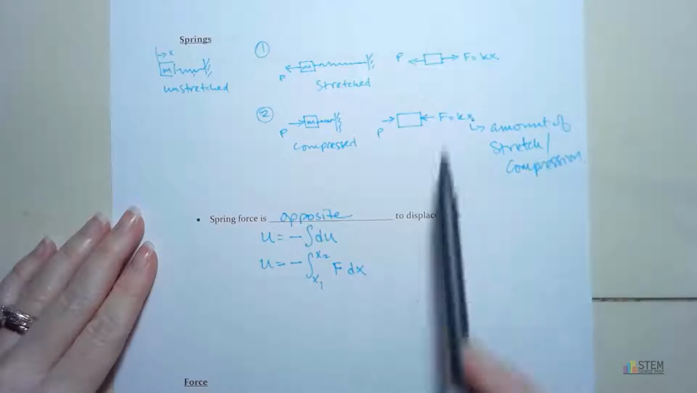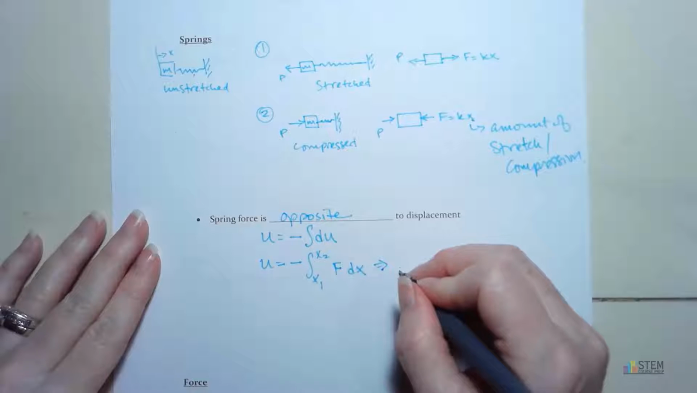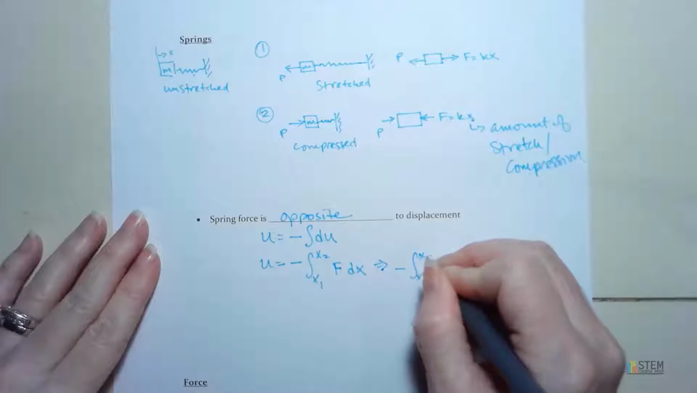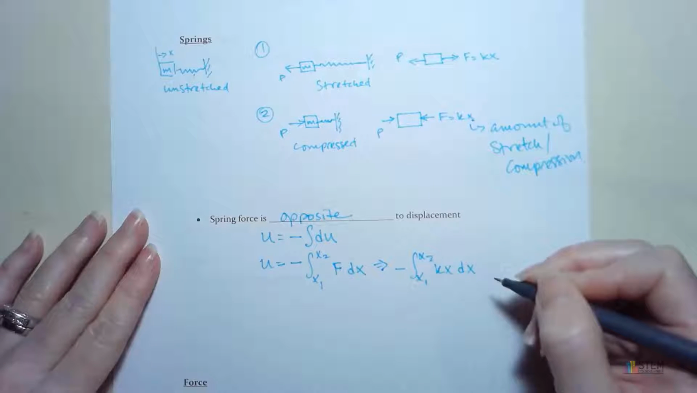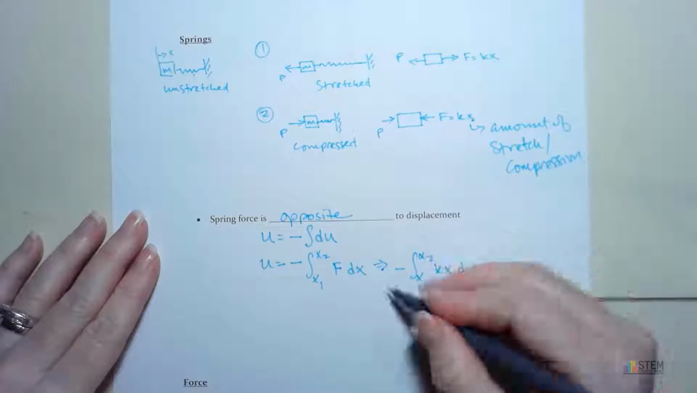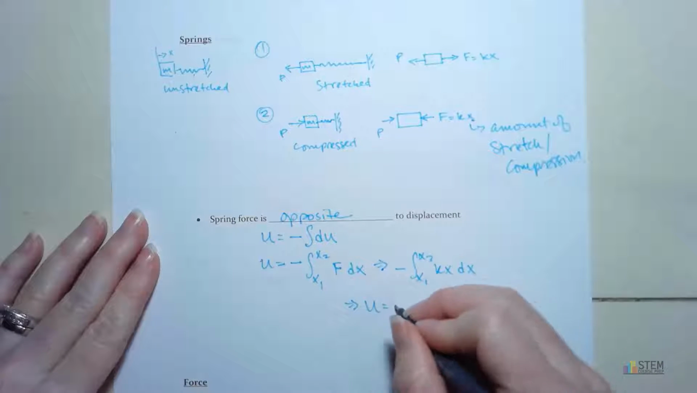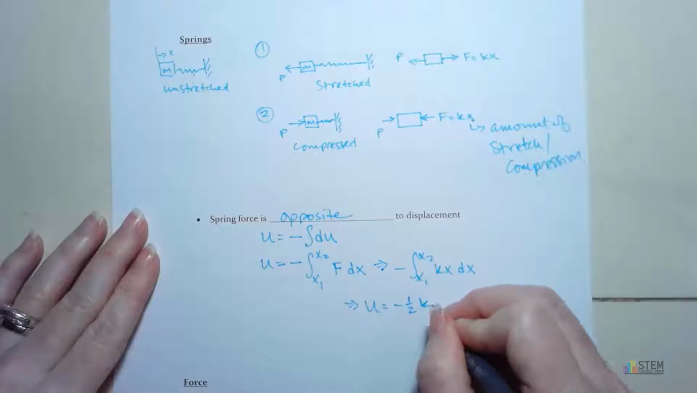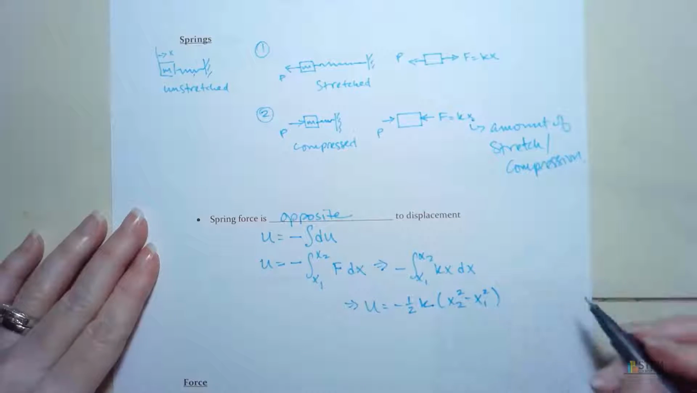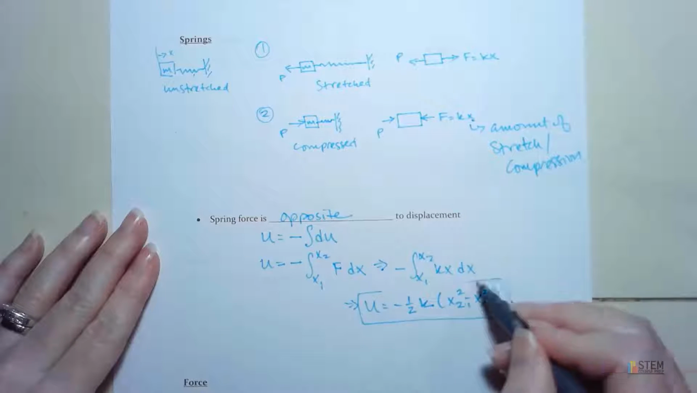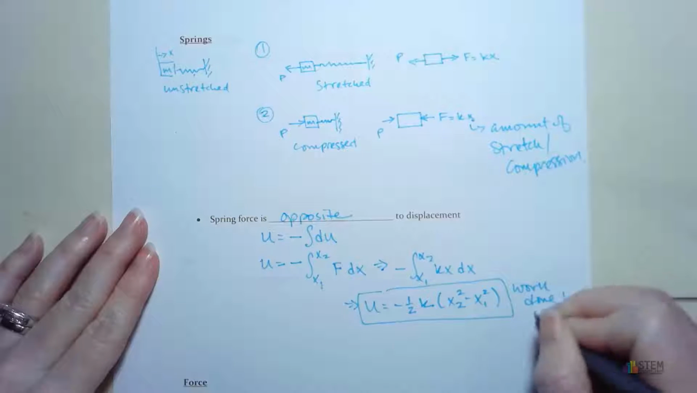Now F is K times X. So that's going to give us negative 1 times the integral. And now we'll have Kx dx. Well, now if we integrate this, what we're going to get is U equals negative 1/2 K times (x2 squared minus x1 squared). Right, so this is the equation for work done by a spring.